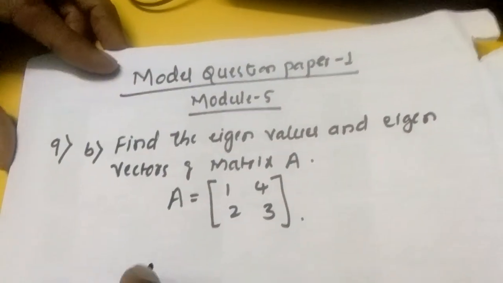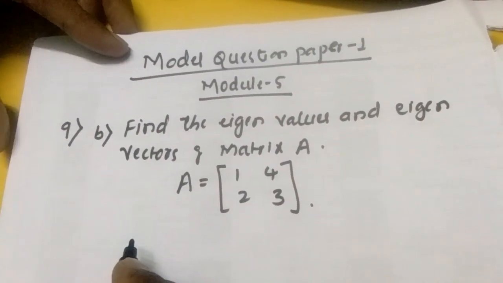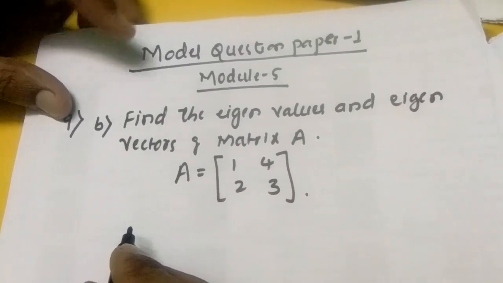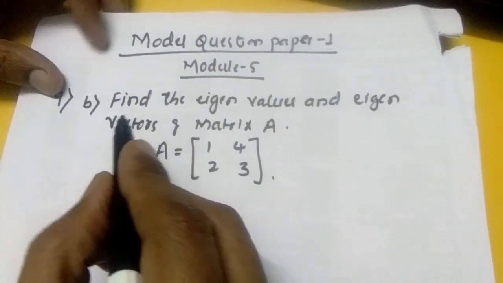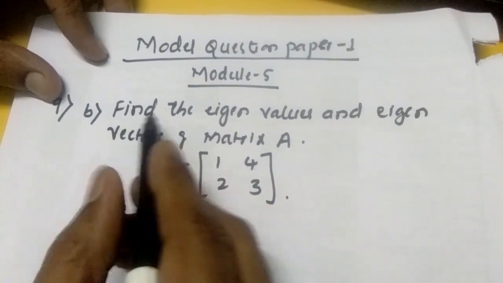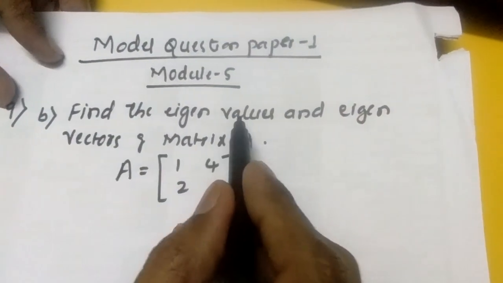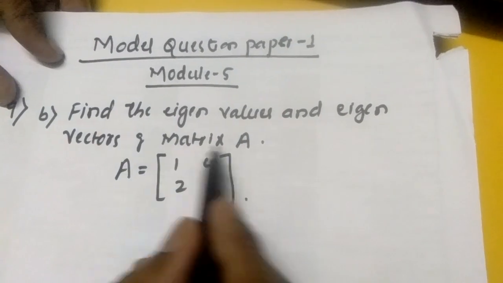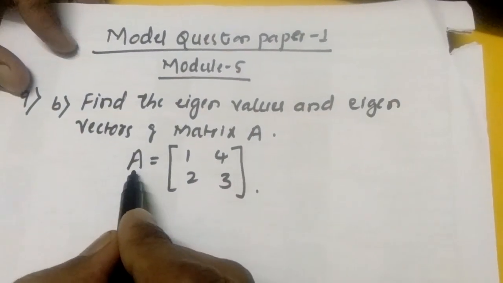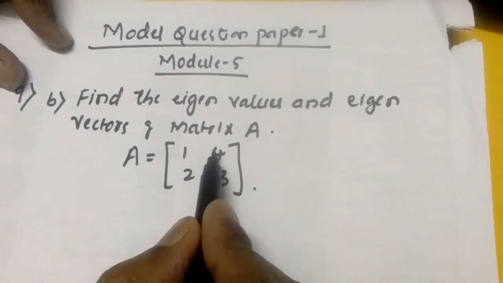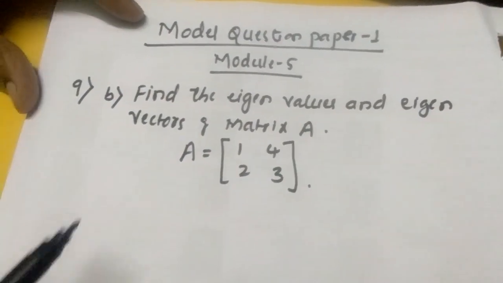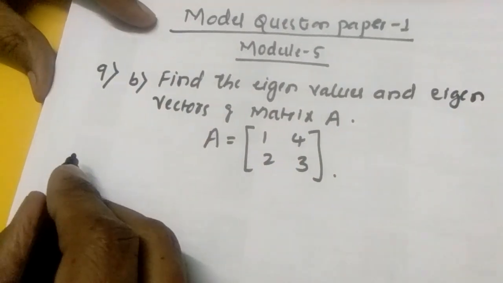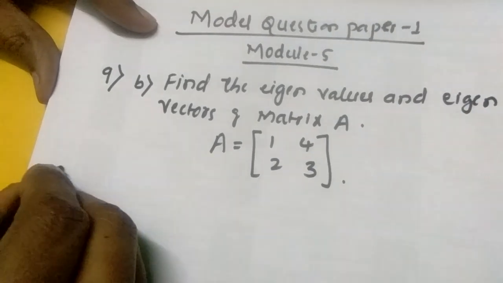Student, today I am going to explain question number 9b of model question number 1. Find the eigenvalues and eigenvectors of a matrix A. A matrix is equal to [1, 4; 2, 3]. Already we know how to calculate the eigenvalues and eigenvectors. Solution.